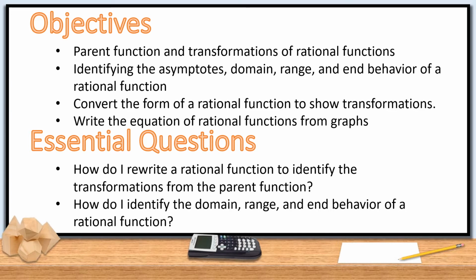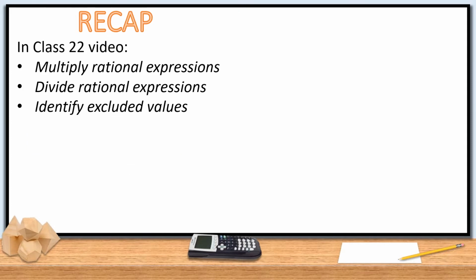Essential questions: how do I rewrite a rational function to identify the transformations? So we're going to get a rational expression, and you're going to have to rewrite it in order to be able to tell what transformations are happening to the graph. So again, being able to do all this without using something like Desmos to help you out. And then identifying the domain, range, and end behavior of a rational function. Last video we multiplied, we divided, and then we were making sure we were able to identify the excluded values from any of those products or quotients.